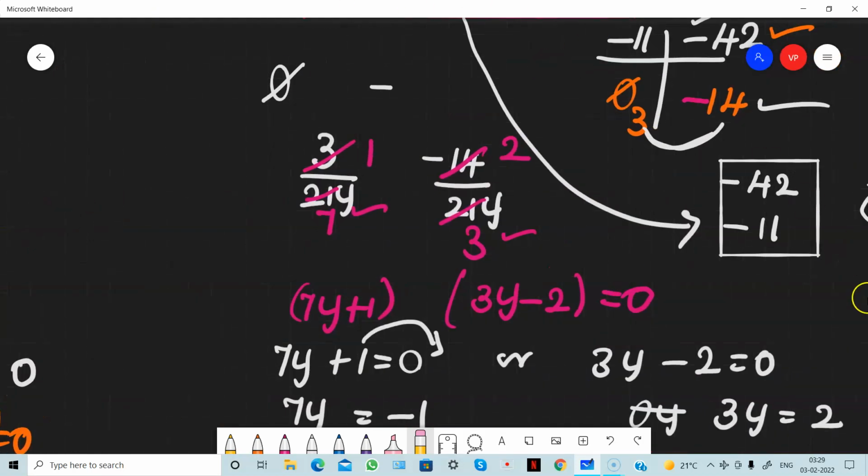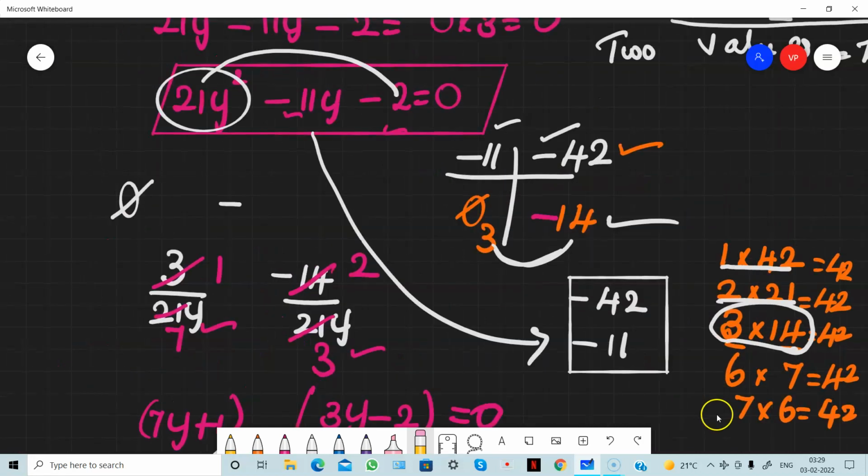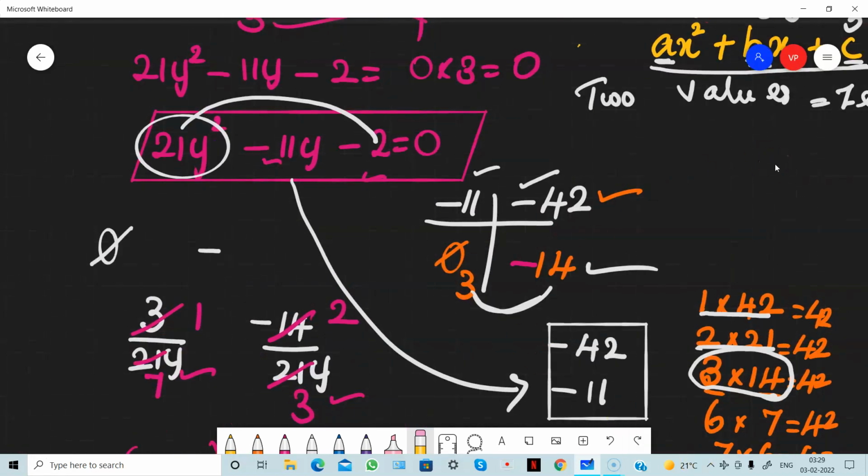Okay, so when it comes to factorization, I use this method, not the splitting the middle term method, because I felt this is the simplest one. You can do it for every problem, right? So you watch this video again, okay? This factorization is very simple, okay?